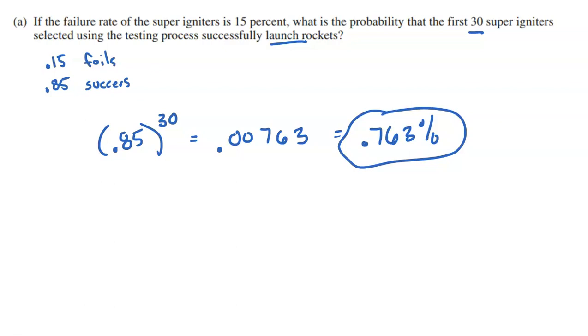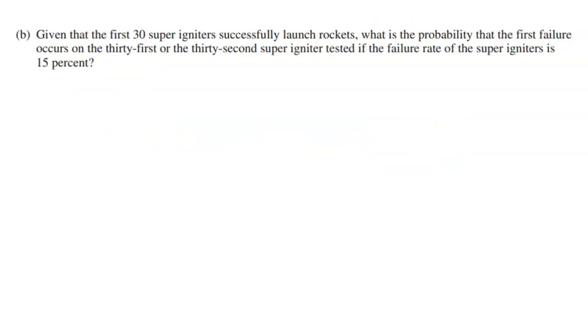All right, question B steps it up a little bit, but it's actually really easy if you just take your time. Given that the first 30 super igniters successfully launched. Okay, so I'm given that the first 30 launched. Now remember, the process is that I'm going to keep going. Every time I launch, I just keep launching another one until all 32 launch. But I haven't reached 32 yet because it says 30 have launched. Now here comes the question.